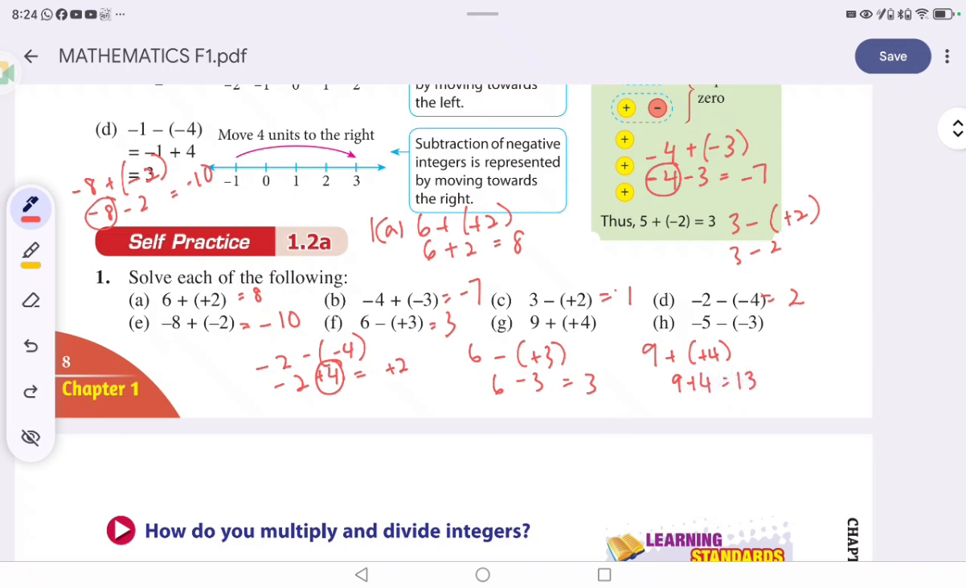After that, the last one is negative 5 minus negative 3. So negative 5, minus positive 3. Minus positive, negative, you have to subtract. 5 minus 3 gives 2. The bigger number's integer is negative, so the answer should be negative 2. Okay.